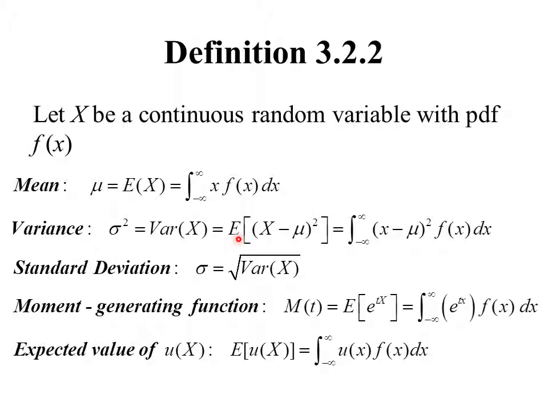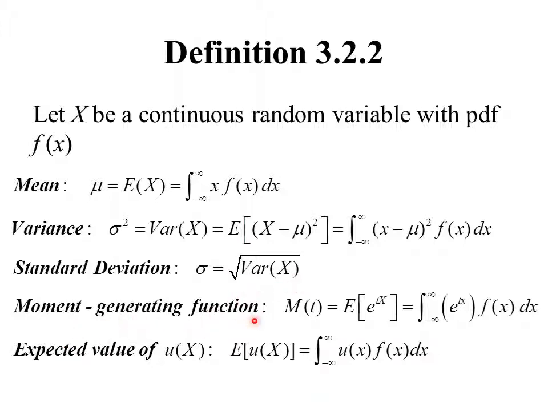and that's defined to be the expected value of x minus mu squared. To calculate that, we take x minus mu squared times f of x and integrate over all possible values of x. Standard deviation, denoted sigma, is we take the square root of the variance.